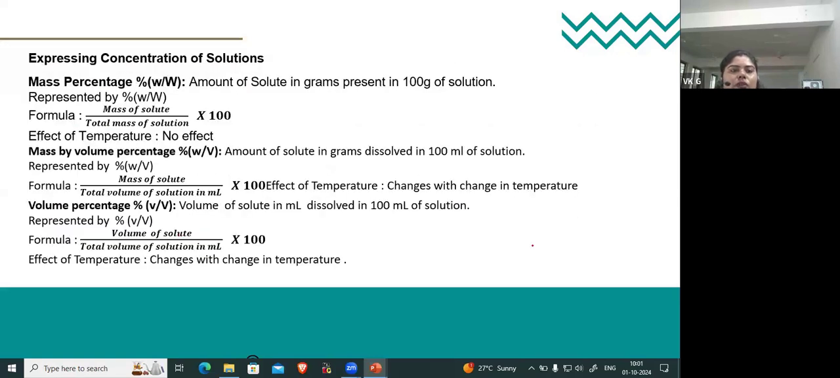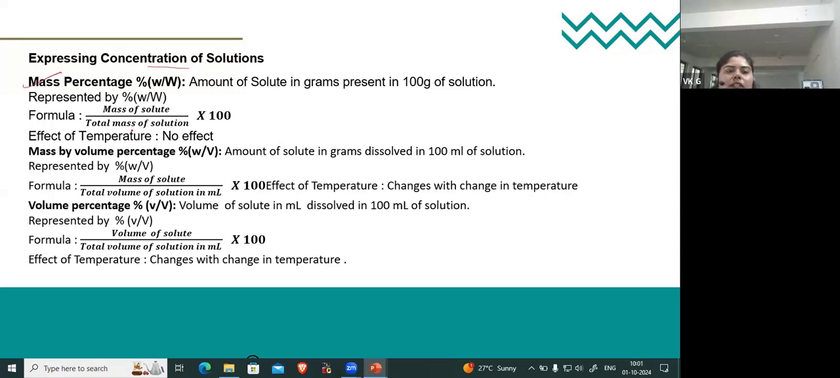Then we went to expressing concentration. Concentration, in the sense, is the amount of solute that can be dissolved in a particular amount of solvent. That was called concentration. So how much is the capacity of a solvent to dissolve the solute, or how much you can dissolve, is called concentration, we said.